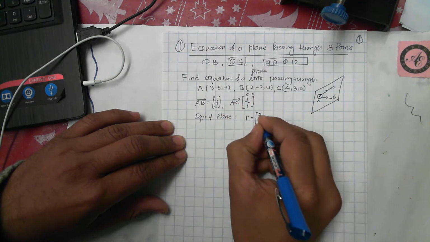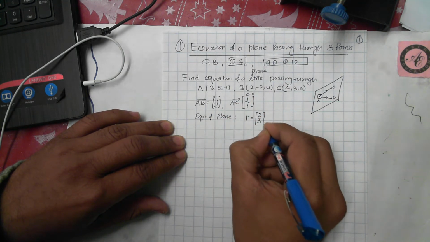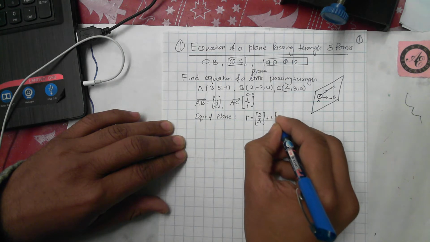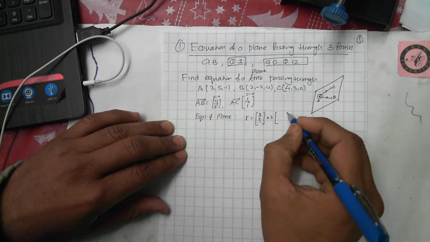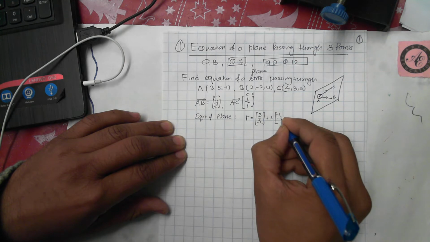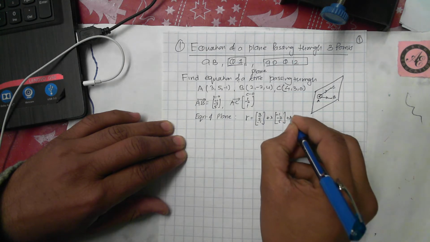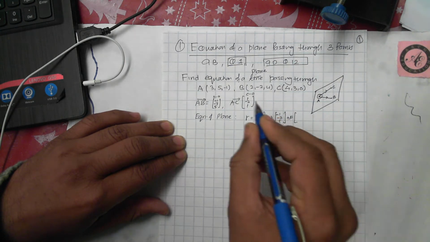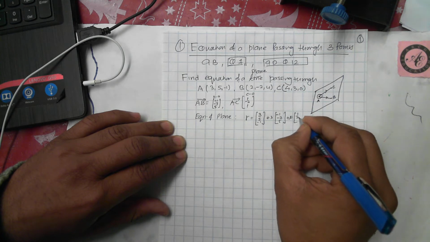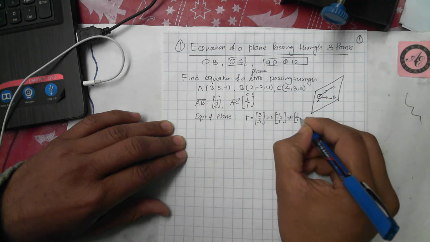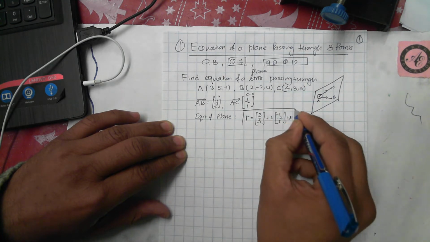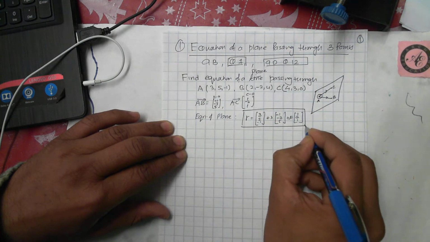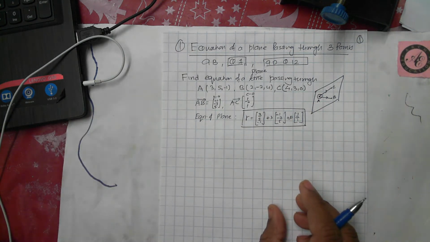So 3, 5, minus 1 plus lambda, the first direction. So this is minus 1, minus 7 and 5, and plus mu, the second parameter of the direction 1, minus 2 and 1. Alright guys, so this is how we find the equation of a plane when we're given 3 points.